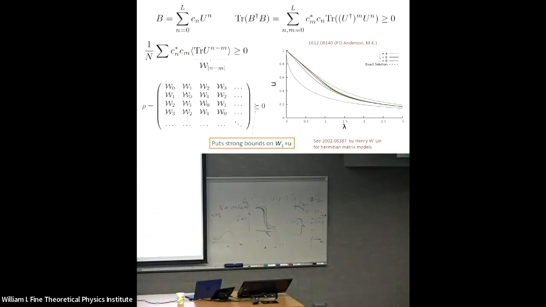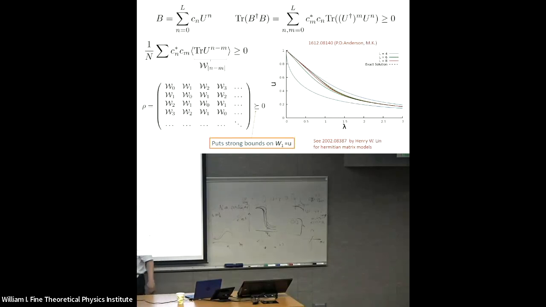Suppose you have a linear combination of these matrices U to the N, with arbitrary complex coefficients. BB dagger, as we said, is positive semi-definite, so I take the trace, and that should be positive. The mean value of a positive quantity is positive. And these are unitary matrices, so this is U to the power of N minus M, and the expectation value is W N minus M. That means that if I arrange these expectation values in this diagonal structure, this matrix should be positive definite, because these coefficients were arbitrary.